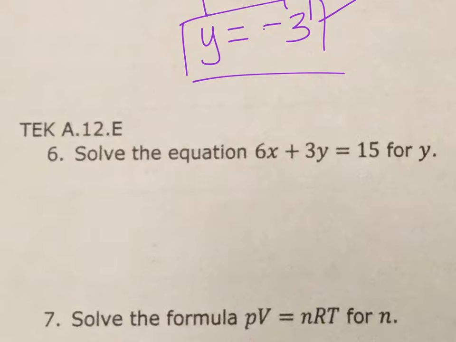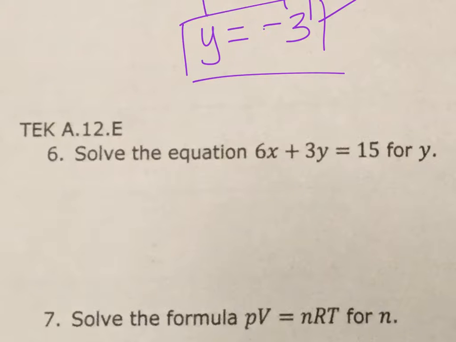The next section is solving literal equations. So we're going to do the same process. We're going to isolate the variable we want. And to start, we're going to isolate the variable term we want. Put everything else on the other side by adding, subtracting for this situation. And then we're going to divide by the coefficient.